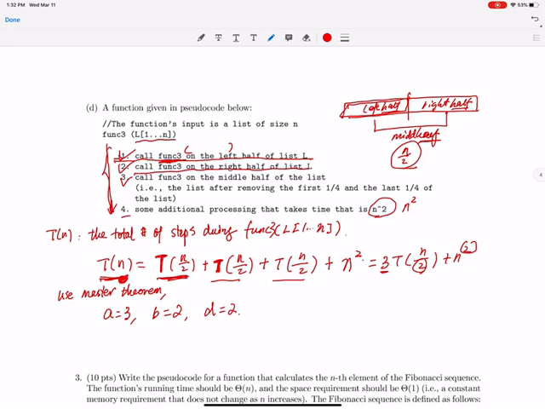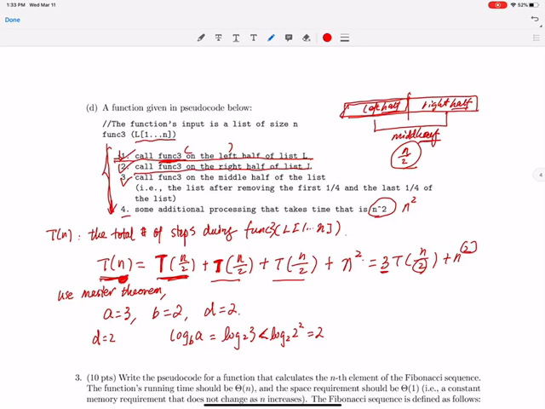Okay, so now we just plug into our master theorem, which we have provided at the very beginning of the midterm exam. We compare D, which is 2, versus log base B of A. So plugging in our numbers, that is log base 2 of 3. So which one is bigger? For this you have to know that log base 2 of 4 is 2.